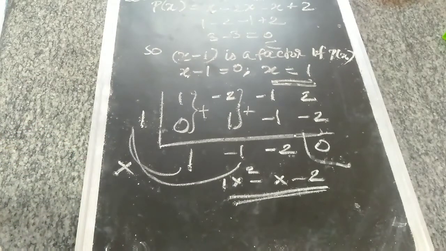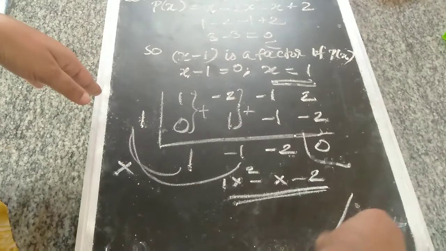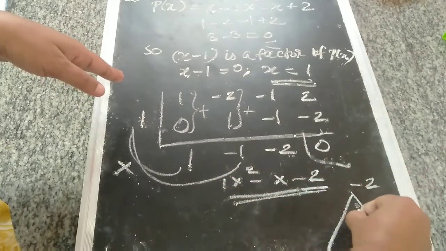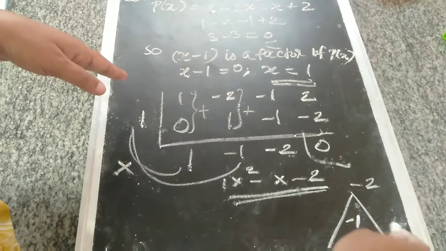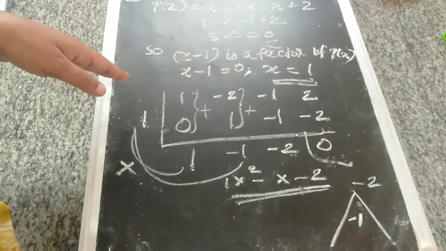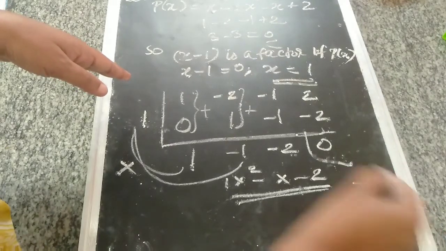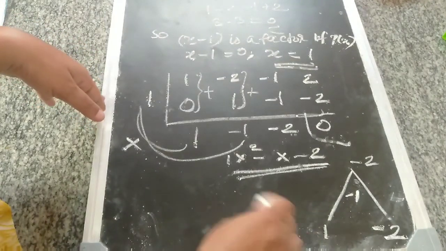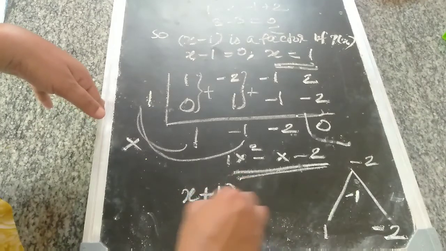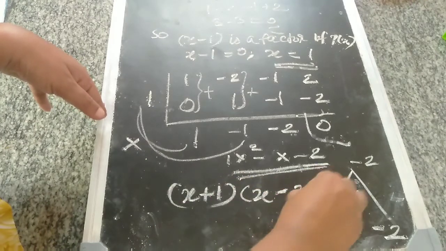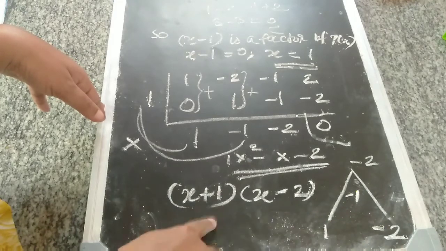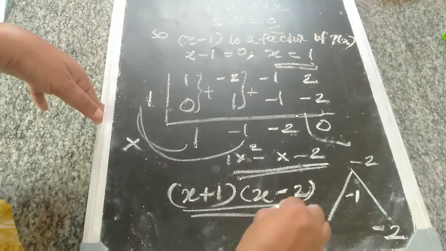So how do we find the factors of the quadratic polynomial? We know this method: multiply minus 2 and minus 1, what are the possibilities? 1 and 2 give 2. Here the middle term is minus, so the greater number is minus. So what are the factors? x plus 1 into x minus 2, because the x square coefficient is 1 only. These are the 2 factors I found.